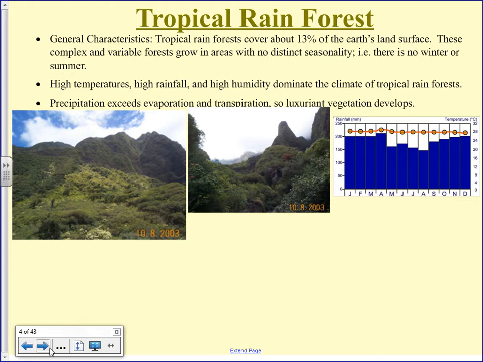All right, so general characteristics of the tropical rainforest. Okay, about 13% of the Earth's land surface. That number could be significantly smaller now due to deforestation. Okay, these complex and variable forests grow in areas that have no distinct seasonality. Right, there's no winter, there's no summer. Okay, the temperature remains very constant all year long. Right, and we can see that rainfall is also quite high. So if you're looking at the temperature levels here, pretty much every day is around 28 degrees. And if you look at rainfall, there's not a lot of fluctuation. This would be what they would call their dry season, when they only get 150 millimeters of rain in a month.